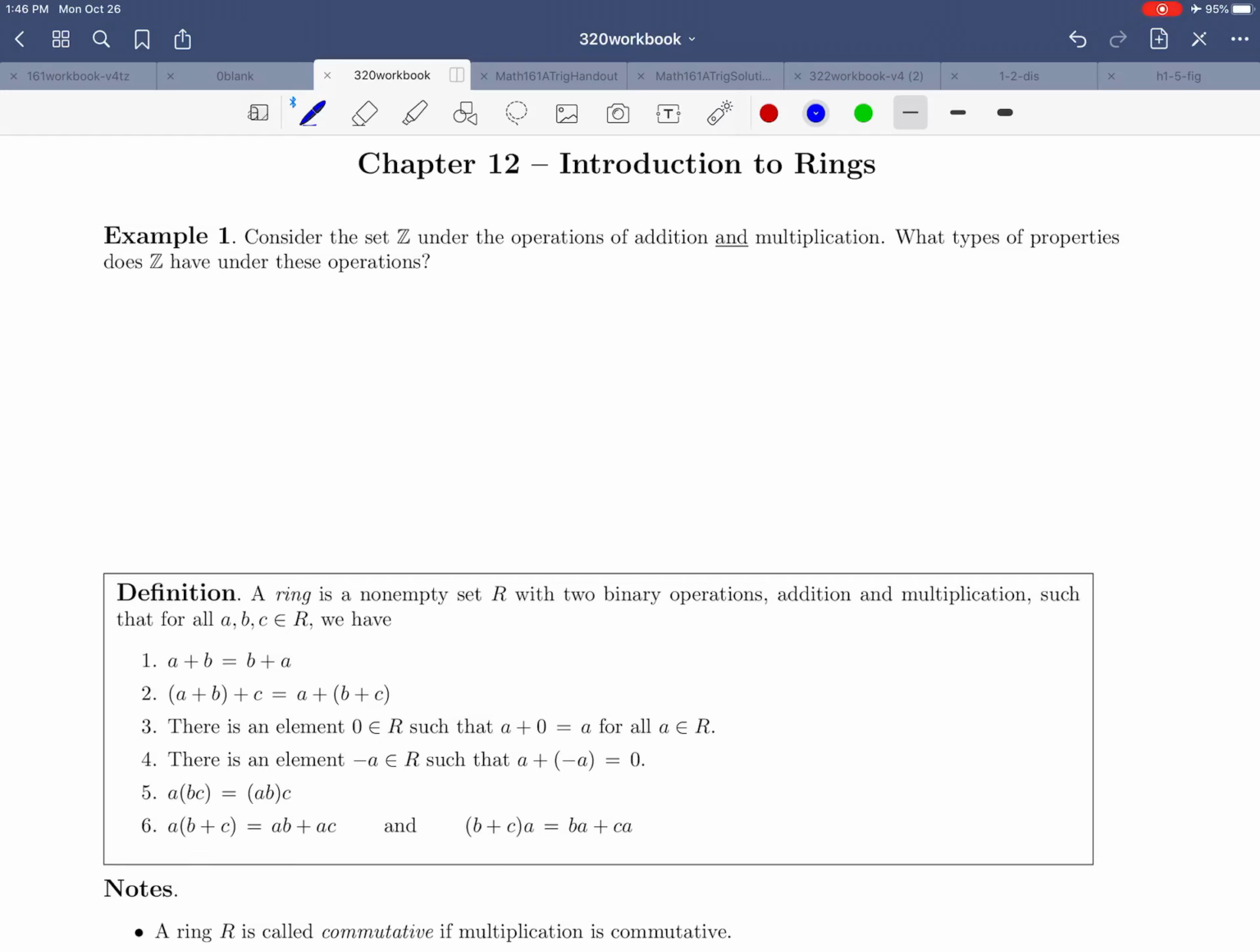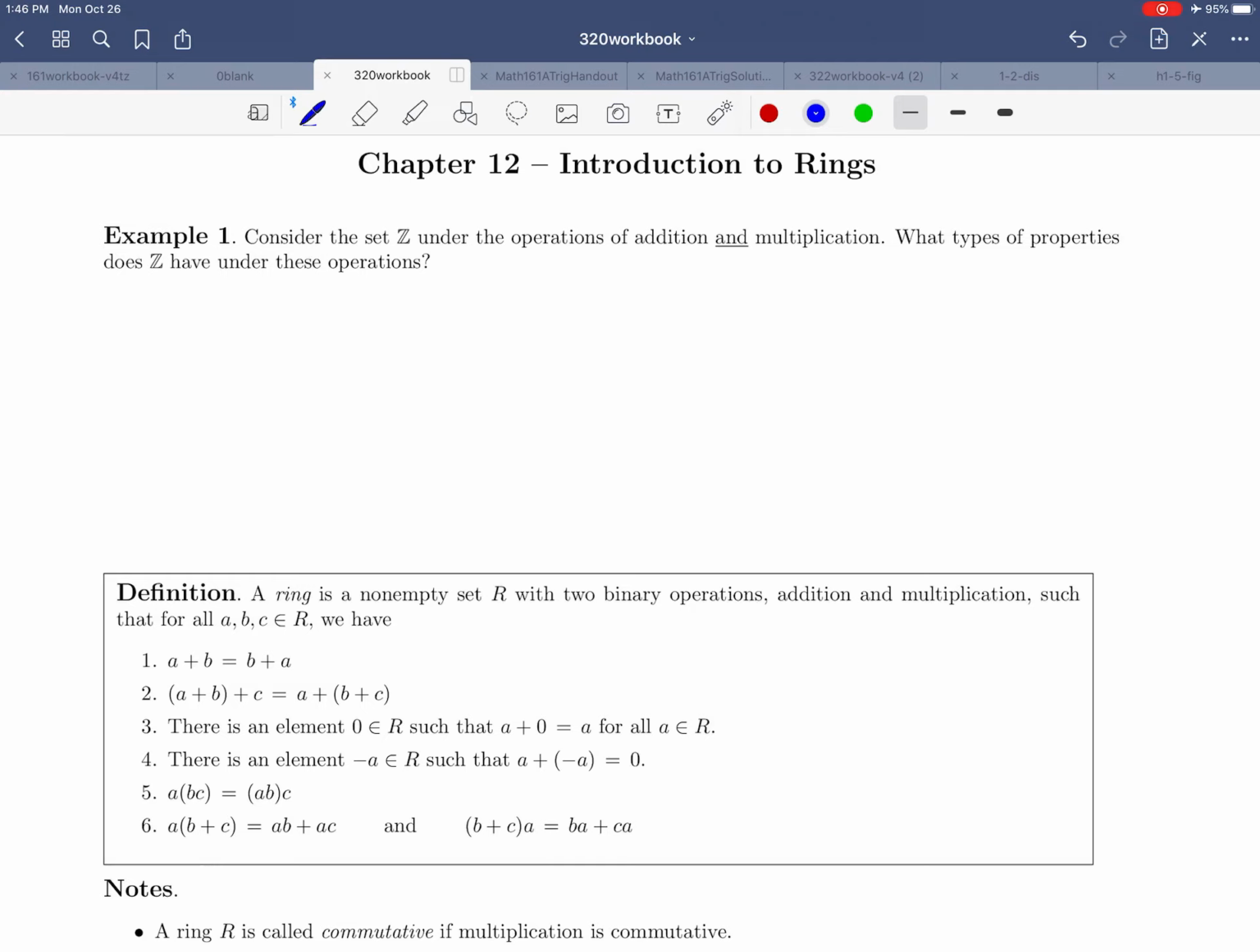Welcome to Chapter 12, Introduction to Rings. So far in this course, we've talked about groups. We've done a lot of work investigating what we can tell about groups. Now we are ready to take this one step further to look at rings. To get an idea of what rings are, let's look at one example of something that is a ring, the integers, and see if we can generalize properties that the integers have under two operations, addition and multiplication.